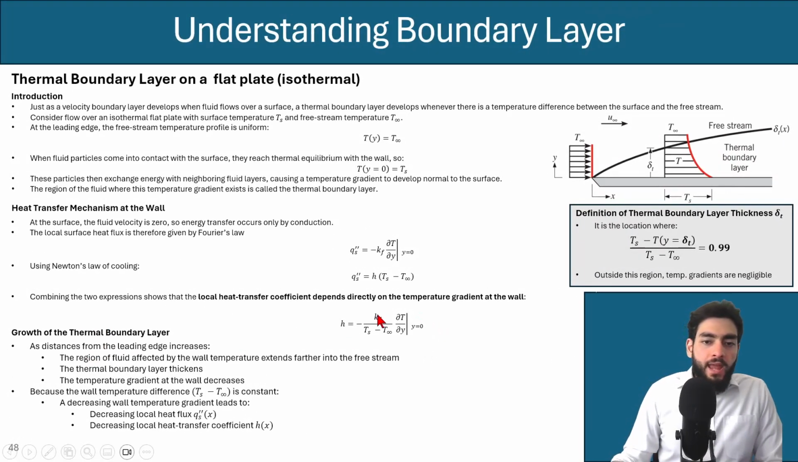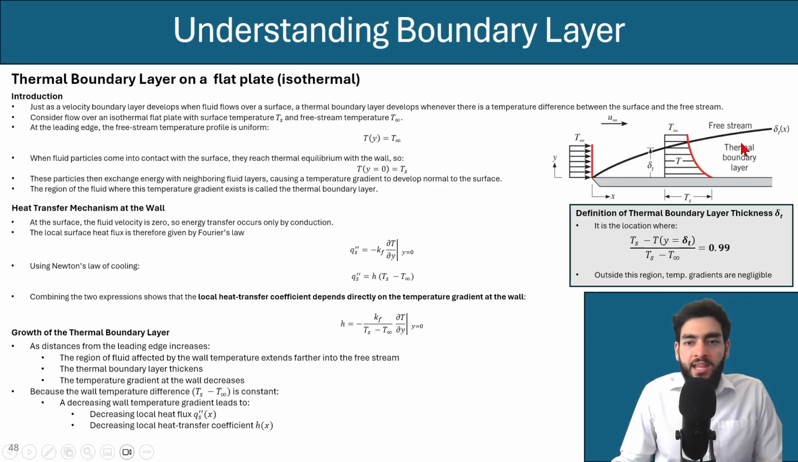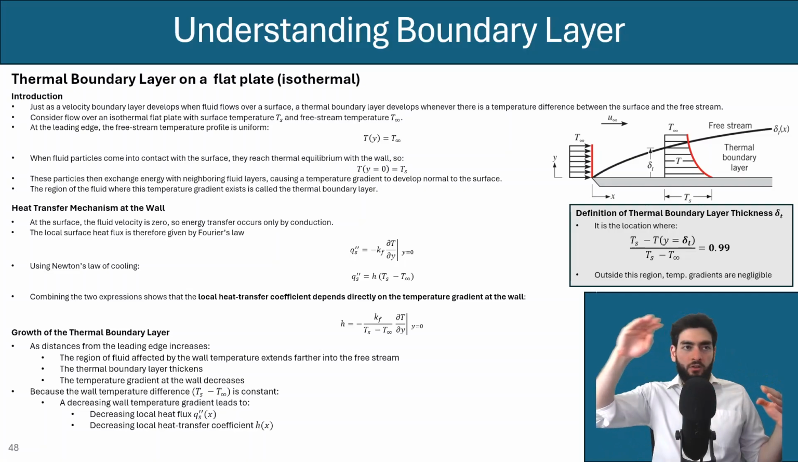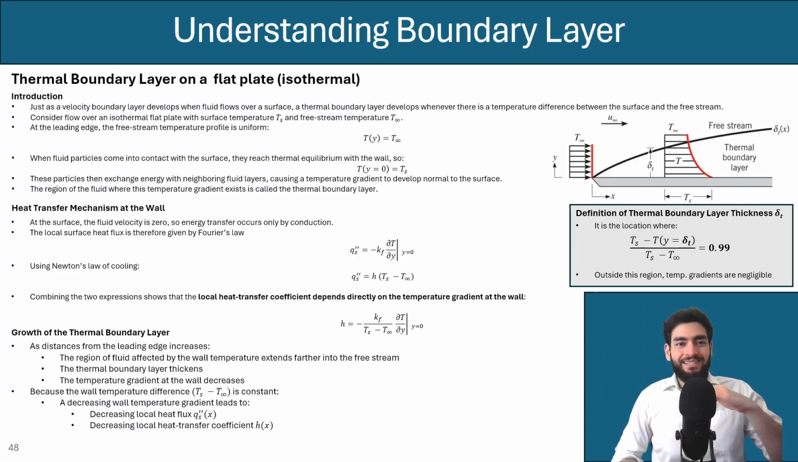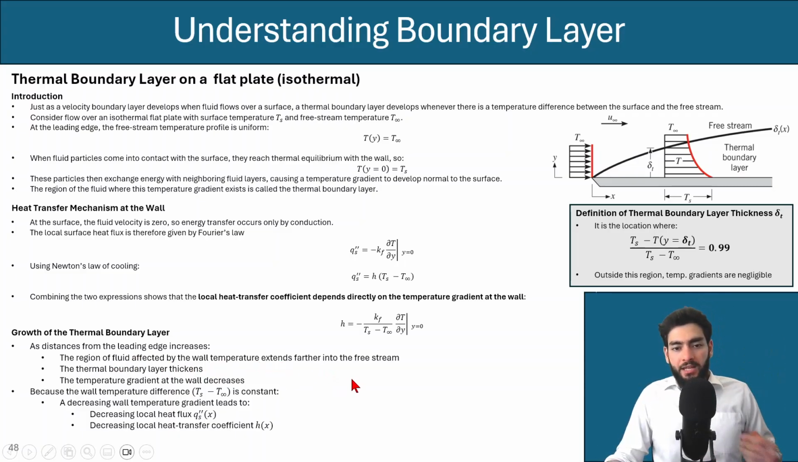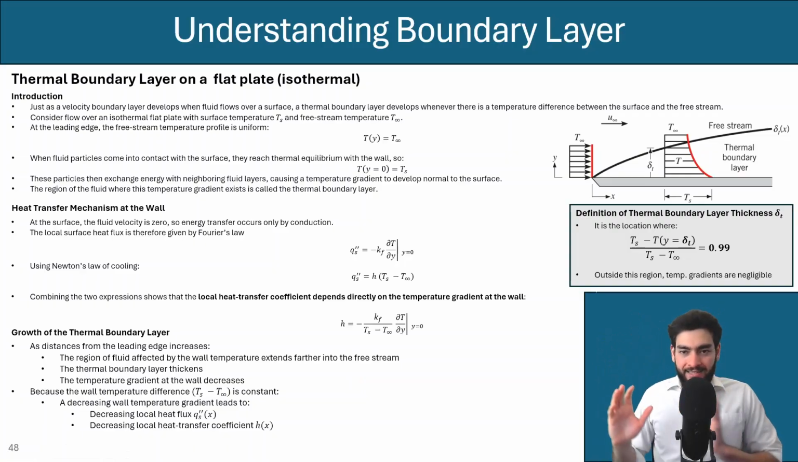So now that we have this equation, let's see how we could understand and solve this equation, perhaps. First, let us understand the growth of the thermal boundary layer, because as we've seen with the velocity boundary layer, it was increasing as the distance traveled by the fluid kept on increasing. Similarly here, as distance from the leading edge increases, the region of the fluid affected by the wall temperature extends farther into the free stream. So essentially you have the boundary layer thickness expanding as x increases.